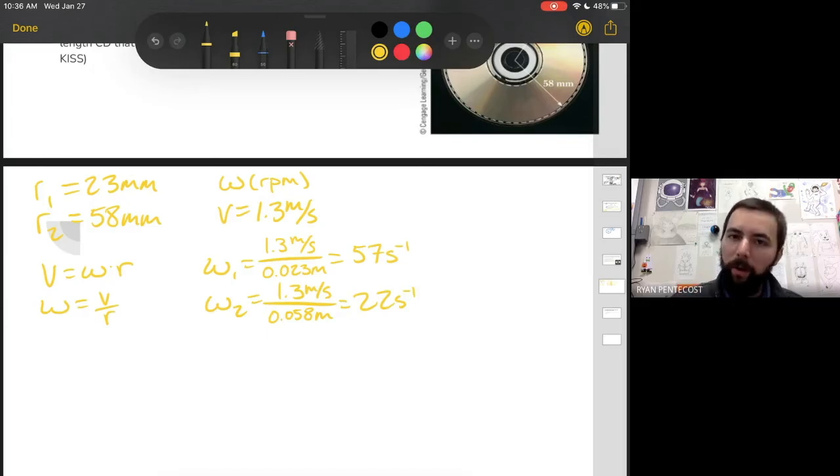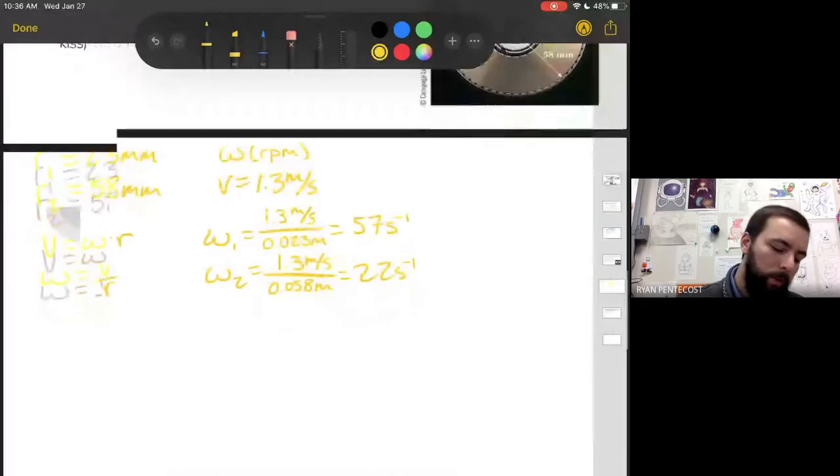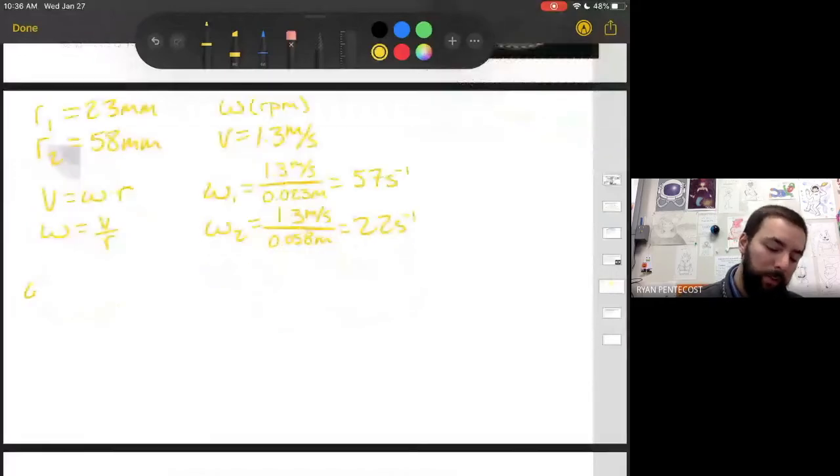However, we want that in revolutions per minute, right? So remember when we talked about the math is made for radians, right? It's giving it to us in radians per second. So we need to convert that. So omega 1, the faster one, right? You've got 57 seconds inverse. So we want that in revolutions per minute.